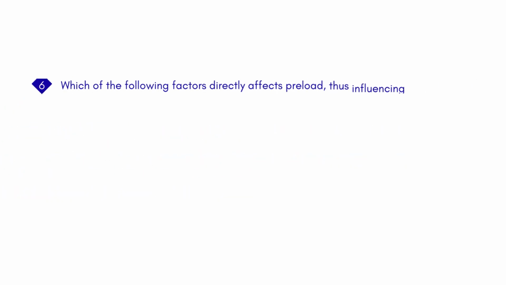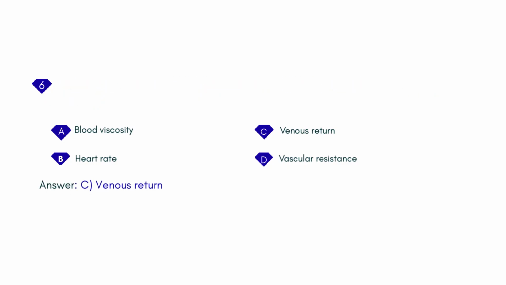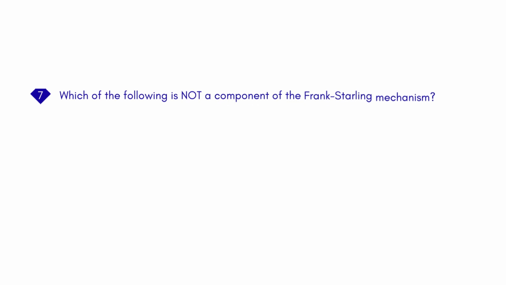Which of the following factors directly affects preload, thus influencing stroke volume? A. Blood viscosity. B. Heart rate. C. Venous return. D. Vascular resistance. Answer C. Venous return. Which of the following is not a component of the Frank-Starling mechanism?